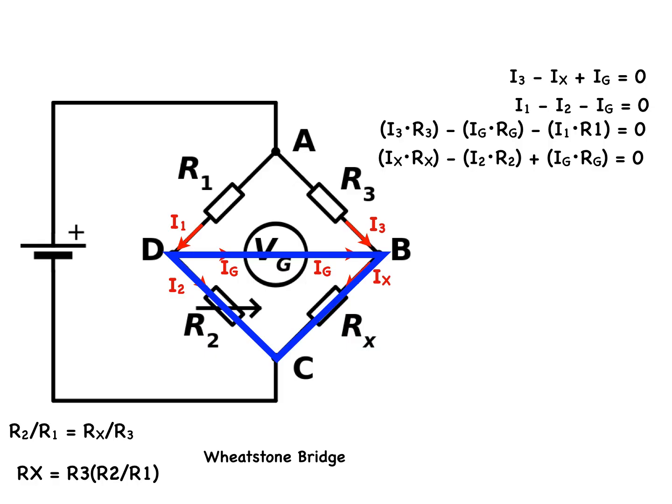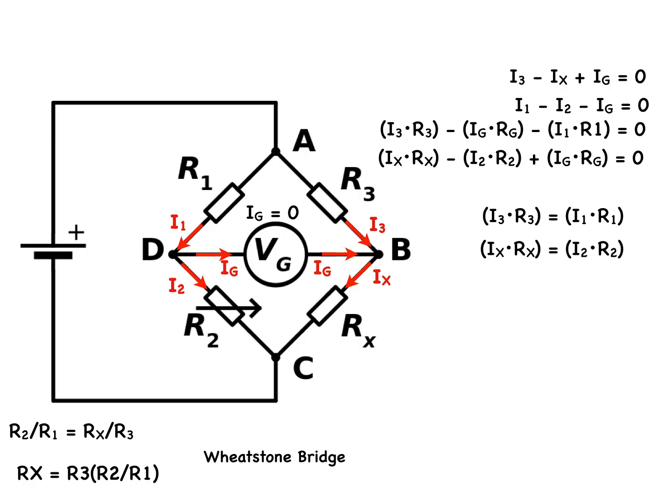When the bridge is balanced, then the current Ig is 0. So the second set of equations can be written as I3 times R3 equals I1 times R1, and Ix times Rx is equal to I2 times R2.